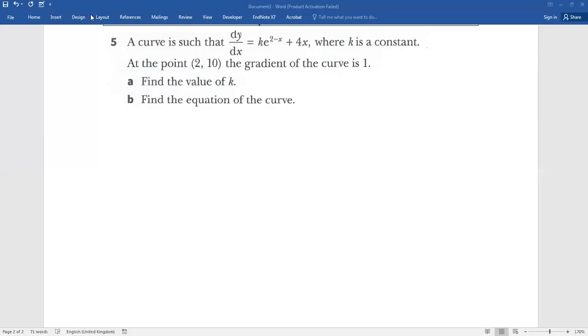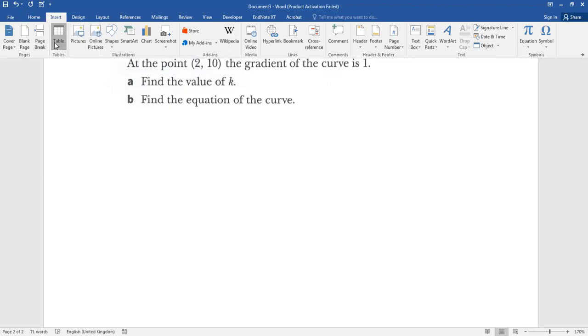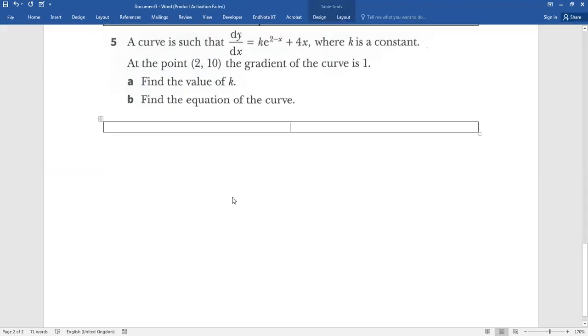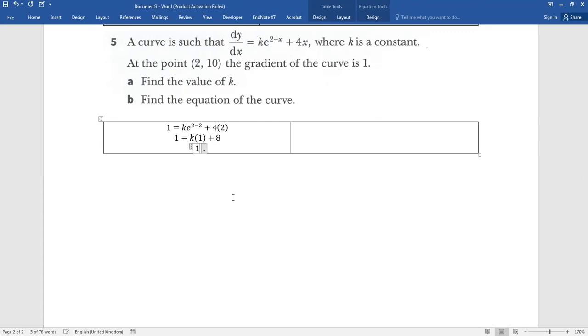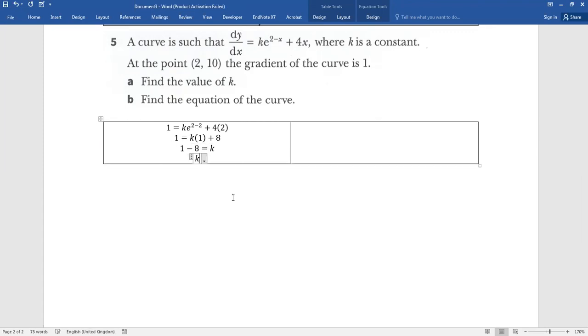See, if I were to solve this one, I'll say, okay, first the question told me that the gradient of the curve is 1. Dy by dx ki jagah I can just plug in 1, when the x coordinate is 2, plus 4 times 2. So 1 is equal to k, e to the power 0 is the value 1, plus 8. So 1 minus 8 is equal to k. So the value of k is negative 7, right?